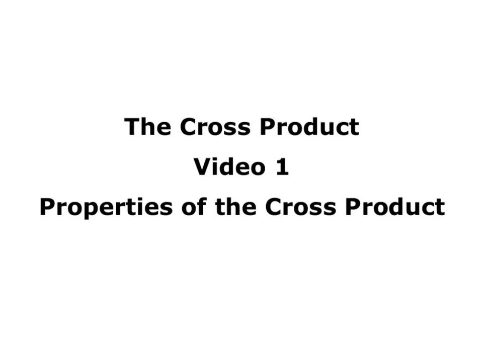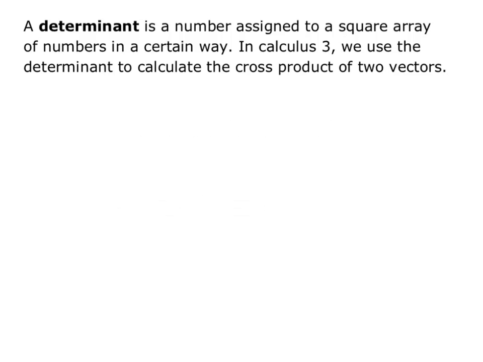This is video 1 of the cross product, and in this video we'll discuss how to take the cross product of two vectors and properties of the cross product. A determinant is a number assigned to a square array of numbers in a certain way. In Calculus 3, we use the determinant to calculate the cross product of two vectors.